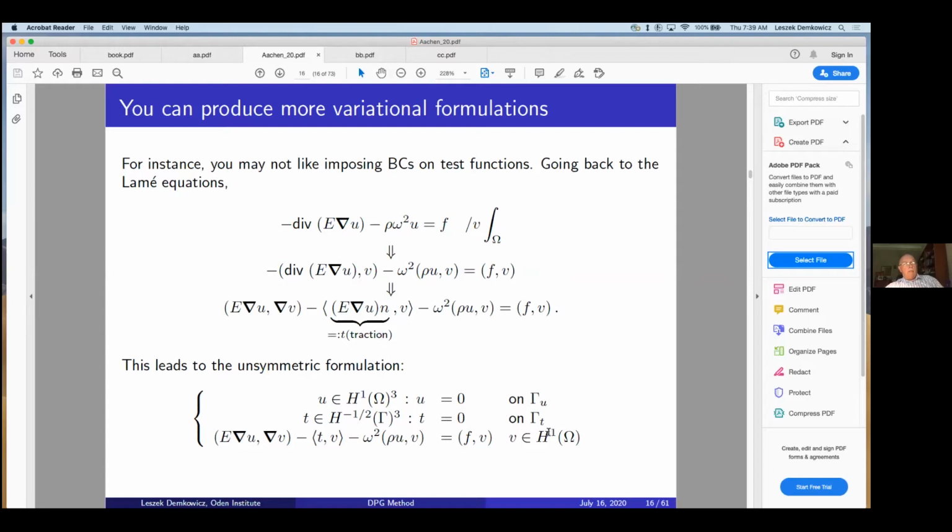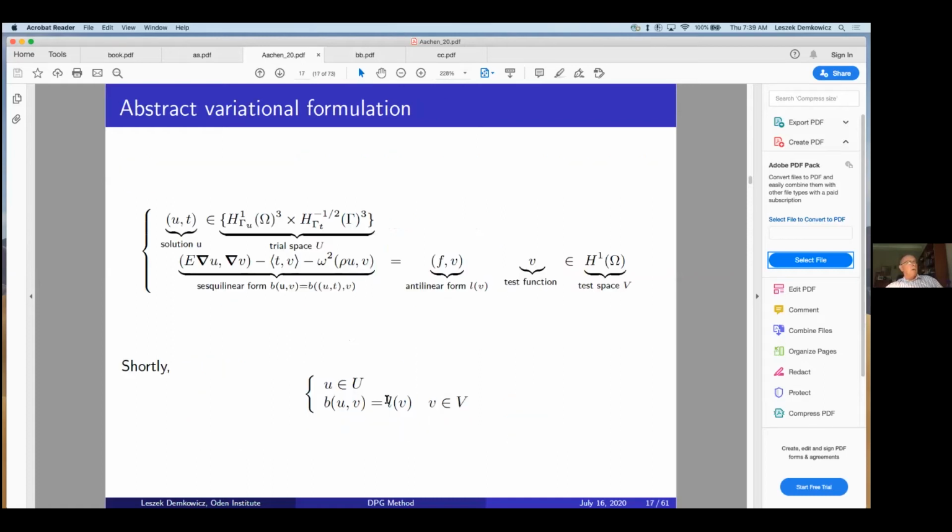Now, you may not like it because it's not symmetric. u and v do not come from the same space. The definitional space for u includes the boundary condition, whereas v have no boundary conditions on them. They're just general functions, H1. But once you accept the fact that you can work with non-symmetric functional settings, this is as good as the classical principle of virtual work. The solution has two components. The first one is in H1. The second one is in a weird functional space where those tractions live in.